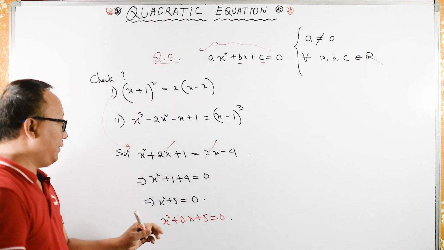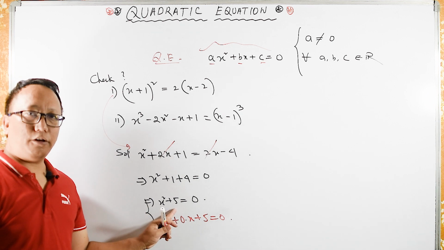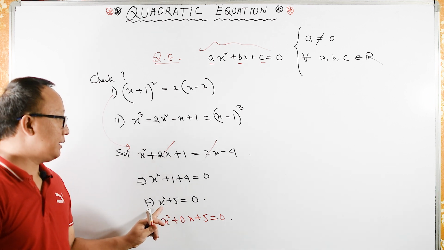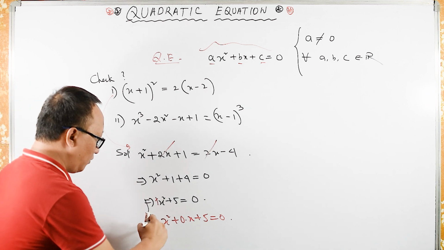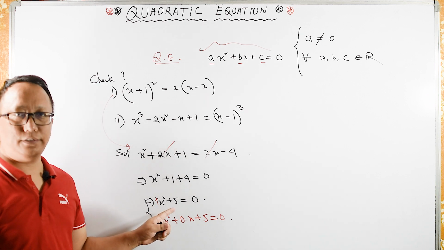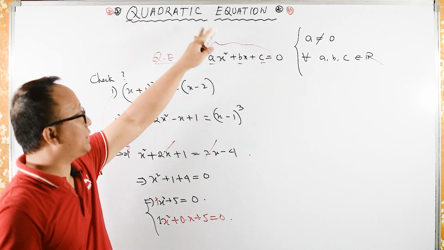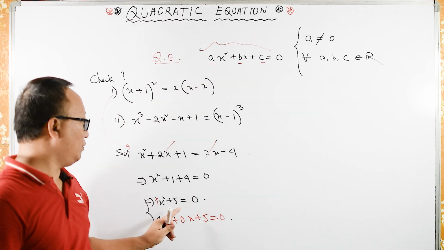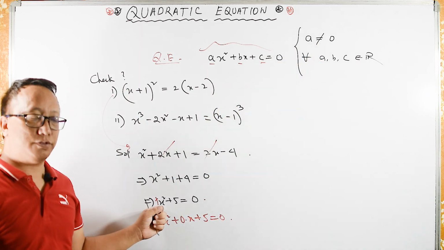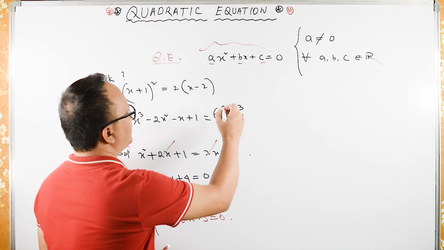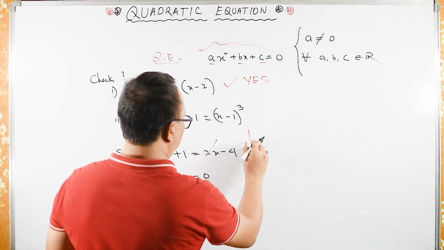Now here or here, both are the same. The highest power of x is what? x². And its coefficient is what? 1. Here 1 times x² is x². So here, apply the definition of a quadratic equation. The highest power of x is 2 as well as its coefficient is not equal to 0. Here also the coefficient is 1, which is not equal to 0. Therefore, this is a quadratic equation. This is yes.